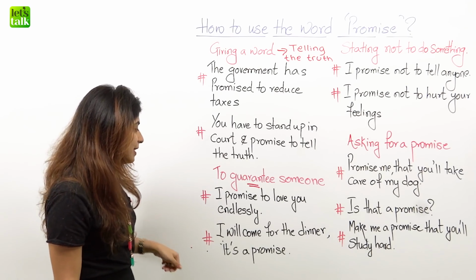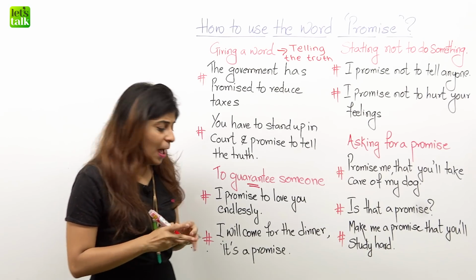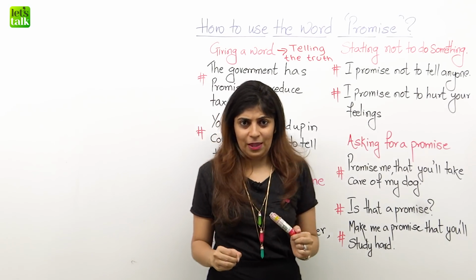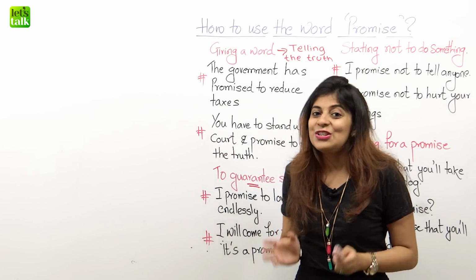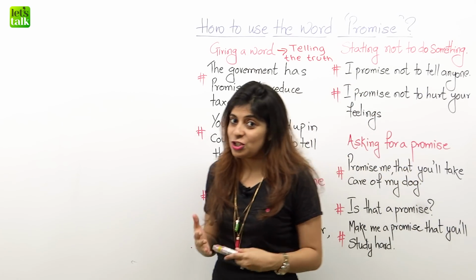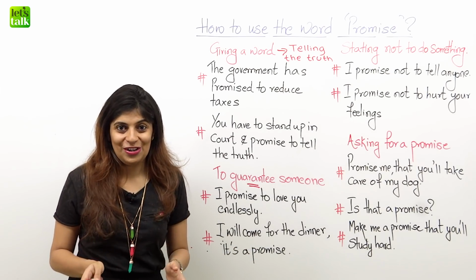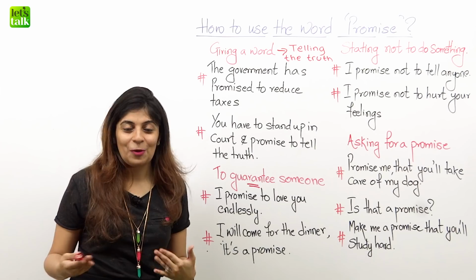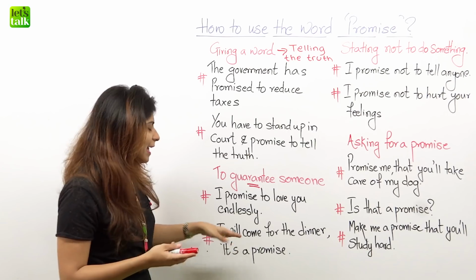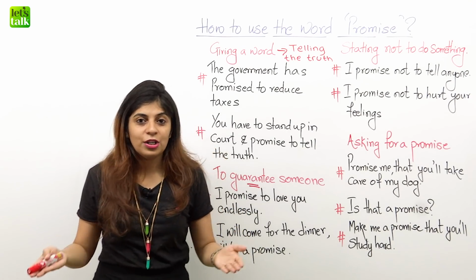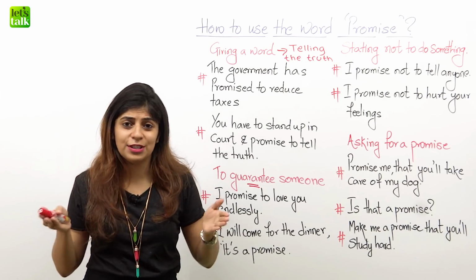The second example is, I'll come for the dinner. It's a promise. Okay, so when you want to make sure that you will do something to whatever you just said, you can use the word promise. So like we have the example here, which shows that you are promising that you will go for the dinner. So someone invited you, okay, probably it's your friend or your aunt, called you up and said that, hey, we are having a party tonight. There are a couple of friends who are coming over, so why don't you join us for the dinner?